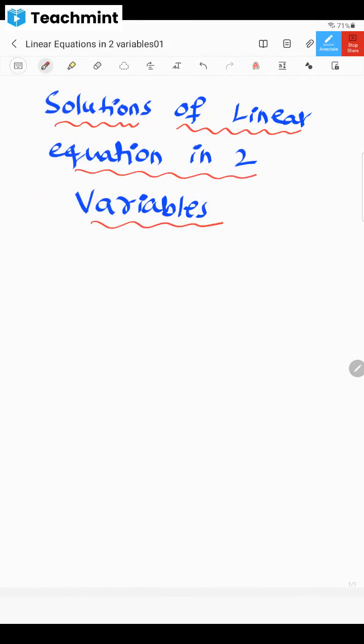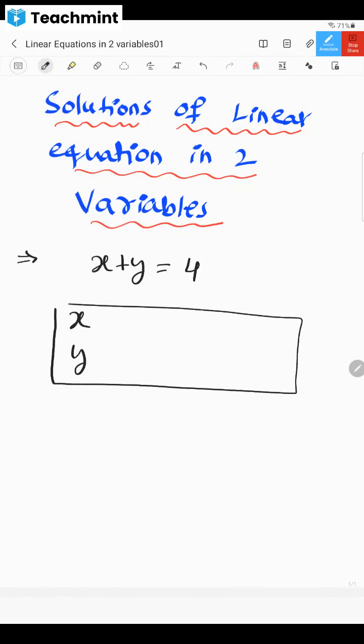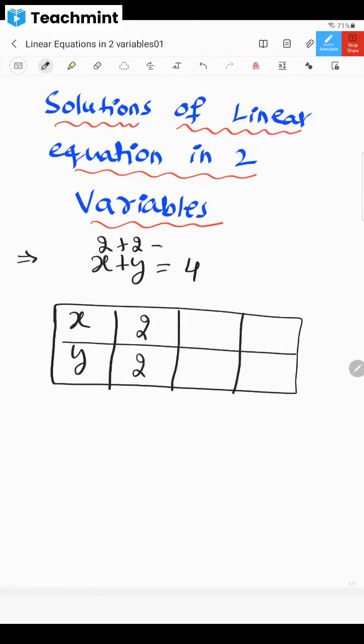What is the meaning of solution? Solution means those values which will satisfy the equation. For example, x plus y is equal to 4. I'm going to make a table here, with x and y. In this table, if x is 2, then what will be y? It is also 2, right? So 2 plus 2 is going to be 4.